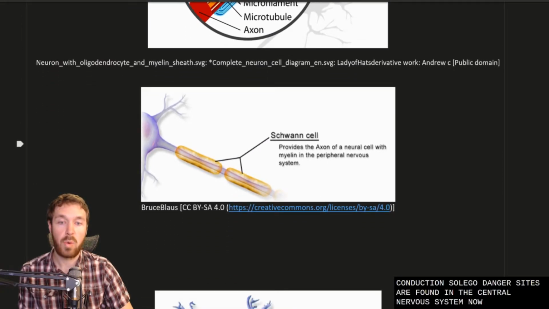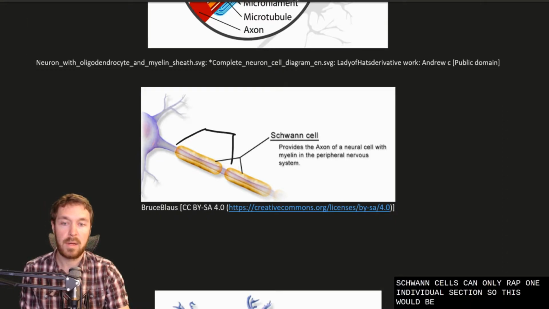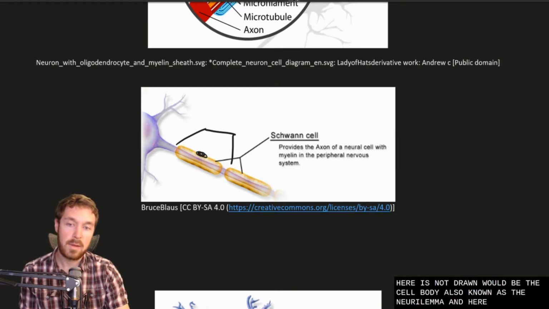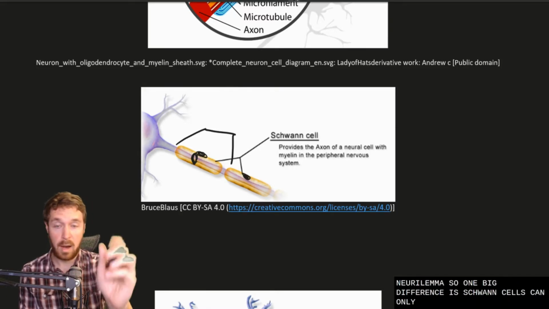Now, a Schwann cell is slightly different. Schwann cells can only wrap one individual section. So this would be one Schwann cell. Out here, it's not drawn, would be the cell body, also known as the neurolemma. And here, this releases the compounds, and they continue the wrapping function. So every Schwann cell has its own cell body and neurolemma. So one big difference is Schwann cells can only wrap one section.